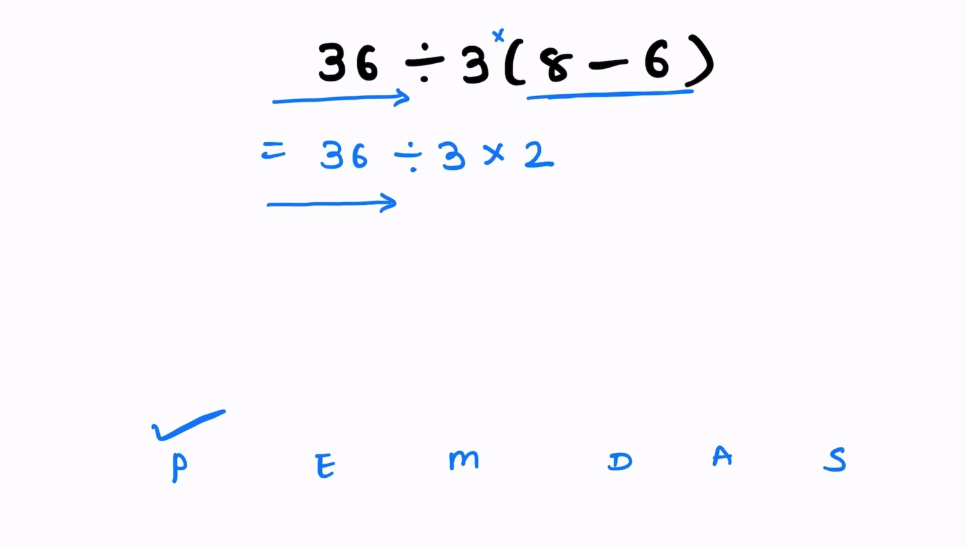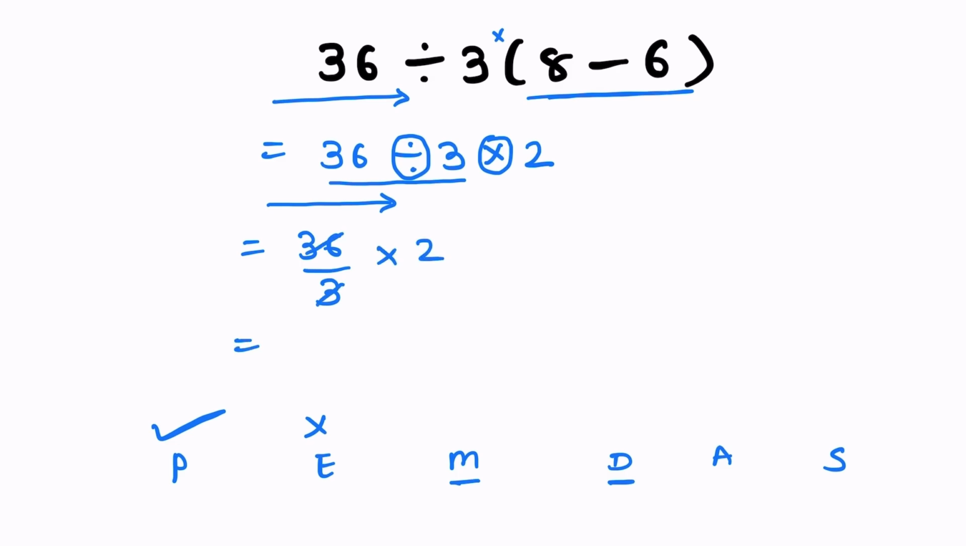Now again we will start from left to right. So we don't have exponents. Now we will check for multiplication and division. So yes, we have division and we have multiplication. They both have the same priority, but starting from left to right, division comes first. So we will solve 36 divided by 3, multiplied by 2. So 12, 3 twelves are 36. So 12 multiplied by 2. So we got our answer, 24. So 24 is the correct answer.